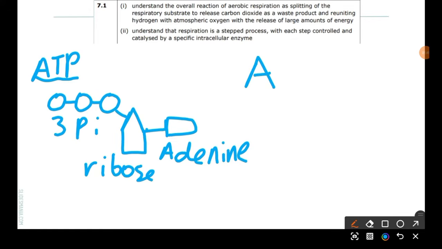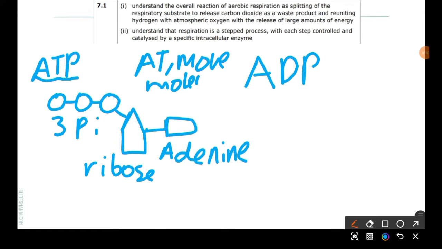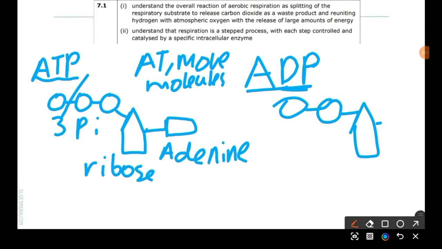And then whenever we need energy for anything like active transport, for movement, or for making a complex molecule, we are going to break up those 3 phosphates into 2 phosphates in the diphosphate, ADP, and we're going to have 1 additional Pi. It's Pi because the i stands for inorganic.